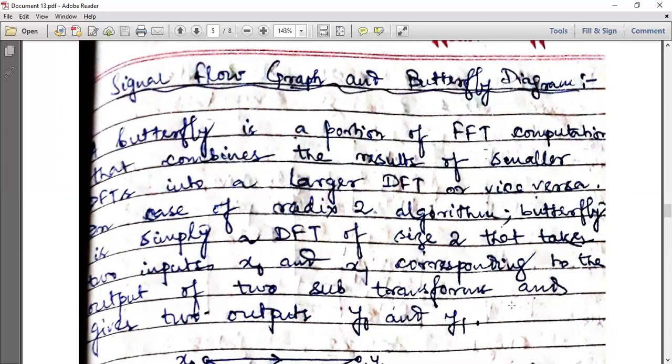A butterfly is a portion of FFT computation that combines the results of smaller DFTs into a larger DFT or vice versa. In case of radix 2 algorithm, butterfly is simply a DFT of size 2 that takes two inputs, x0 and x1, corresponding to the output of two subtransforms and gives two outputs, y0 and y1. Okay.